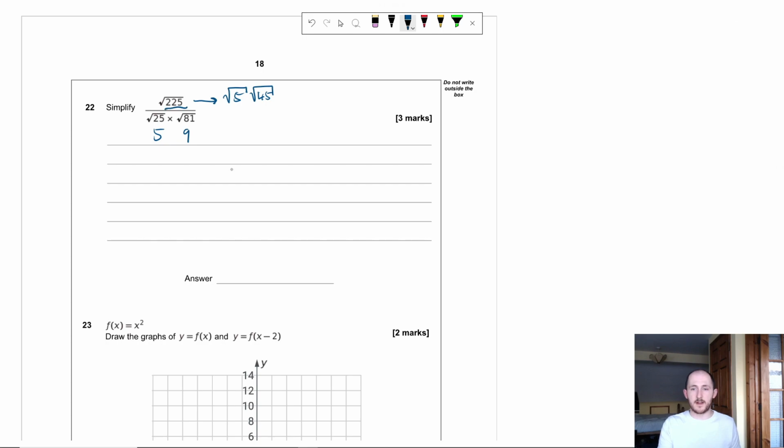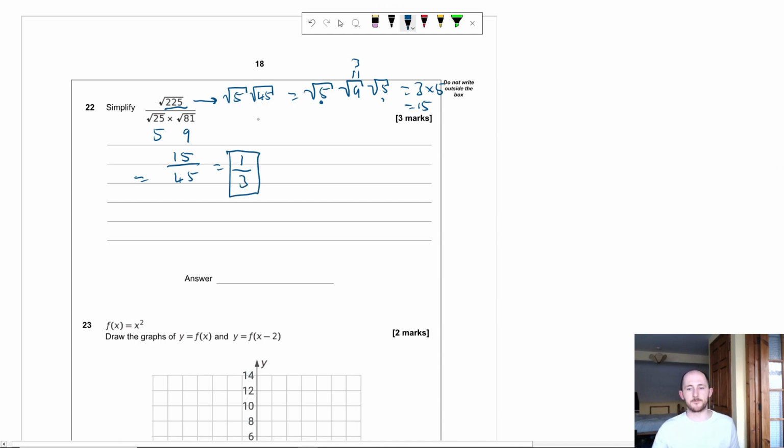45. How did I divide this by 5 so quick? Divide by 10 is 22.5, double it gives you 45. Okay, now what could I change that into? Well, we get square root 5, and square root 45 is square root 9, square root 5. Square root 9 is just equal to 3, and then we have square root 5 times square root 5, which is 5. So all in all, we get 3 times 5, which is 15. So when I simplify this, I get 15 on the top, over 5 times 9, which is 45. Divide the top and bottom by 15 to get 1/3. That is the simplest possible way of doing it.